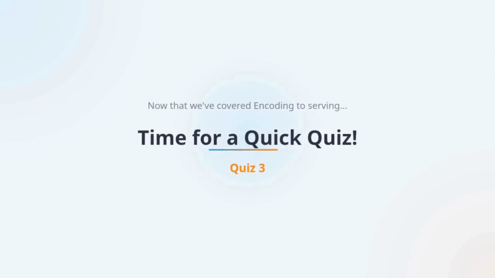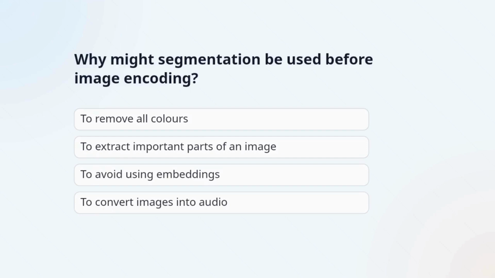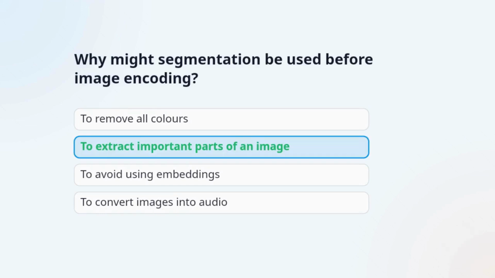Now that we've covered encoding to serving, let's test what we've learned so far. Here's quiz number 3. See if you can get it right. Question 1. Why might segmentation be used before image encoding? The correct answer is to extract important parts of an image. Segmentation can isolate relevant objects or regions, such as clothing items in a fashion image.